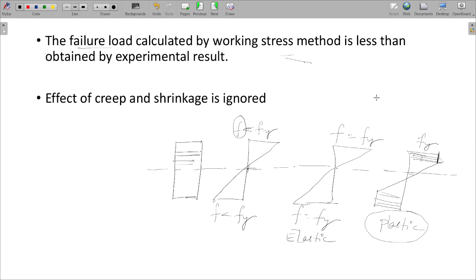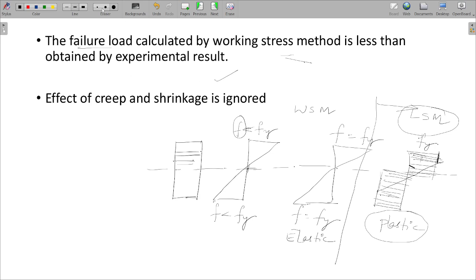But the working stress method will consider only up to this, and the limit state method will consider beyond this also, until all the fibers reach Fy. Up to that, the limit state method considers the load. So that is one important thing.